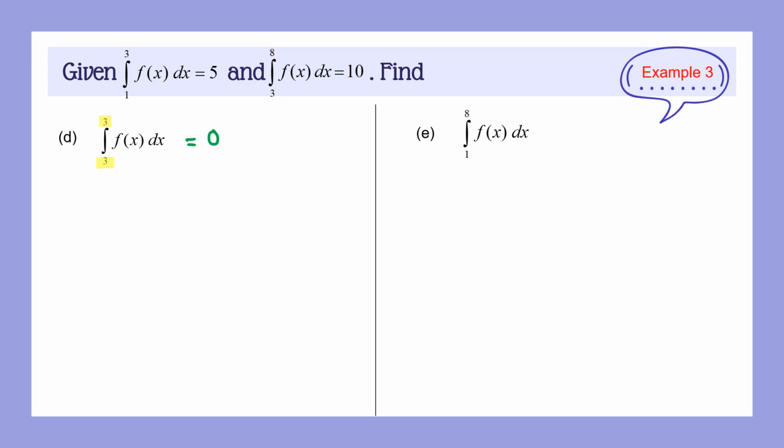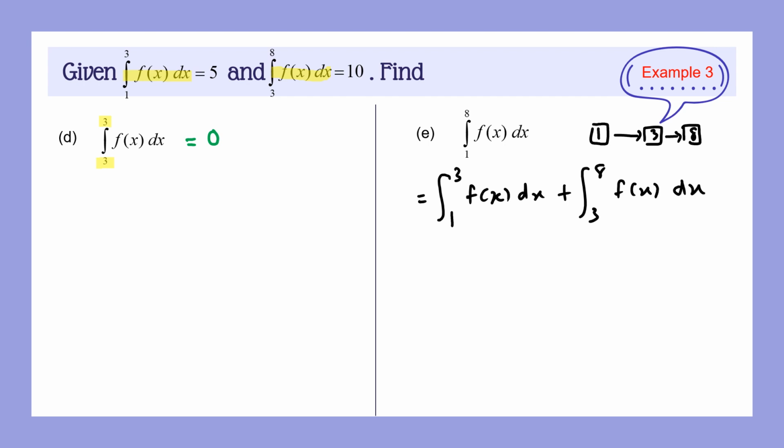And then for question E, we want to integrate from 1 to 8 f(x) dx. So the information here, we have integrate from 1 to 3 f(x) dx, and this one, integrate f(x) dx from 3 to 8. So, from 1 to 8, we have to pass through 3. So, 1 to 3, 3 to 8. So, then this one, we can evaluate integrate from 1 to 3 f(x) dx plus from 3 to 8 f(x) dx. So integrate from 1 to 3 f(x) dx is 5 plus integrate from 3 to 8 is 10. So then we get the answer is 15.